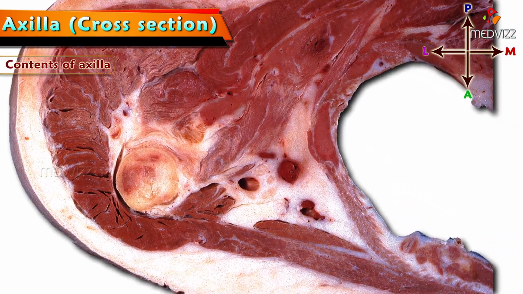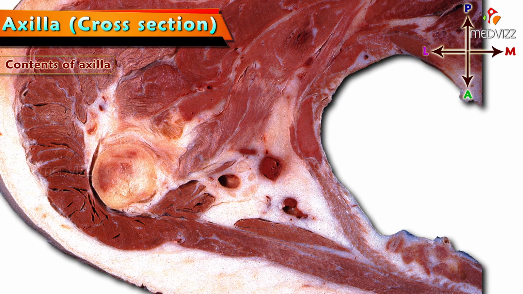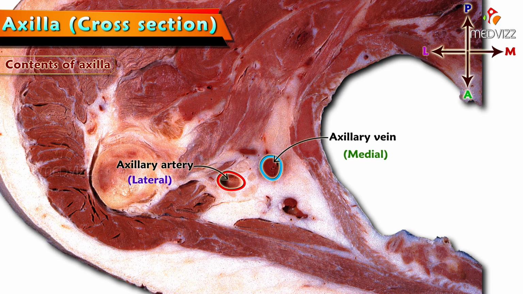Back to the contents of the axilla. In the axilla, the medial vessel is the axillary vein and the lateral vessel is the axillary artery. The point to note is that the axillary vein is medial to the axillary artery all along its course. So we can see the axillary vein on the medial side and the axillary artery lateral.